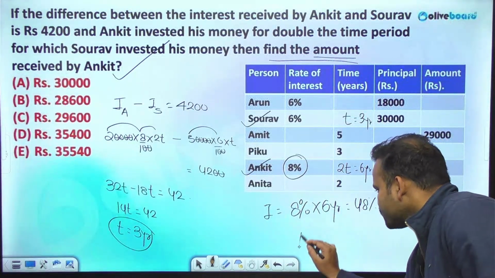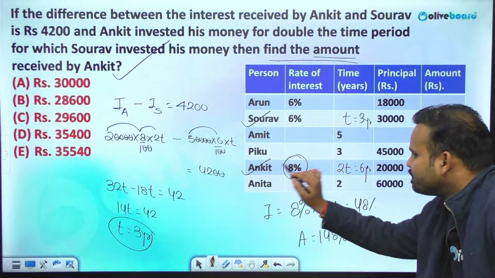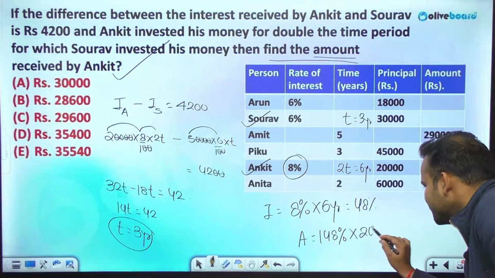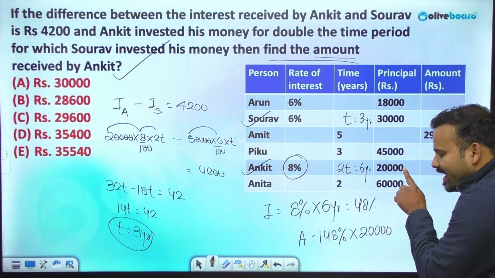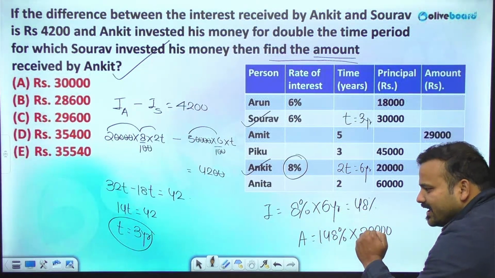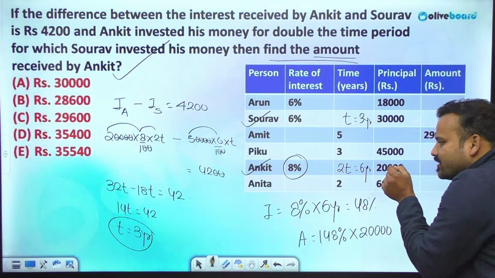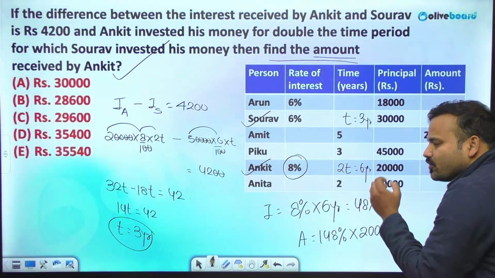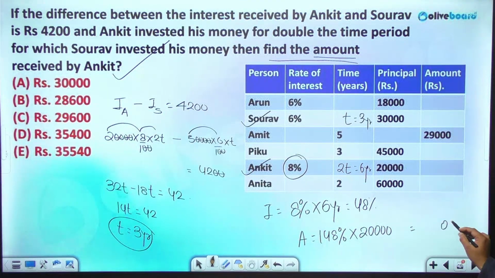So what is the amount? The amount will be 148% of the money you have deposited. This person has deposited 20,000. The sum of rupees 20,000 at 8% rate of interest in 6 years will become 148% of itself, because 48% will be the interest added to this, right? So if you are adding 48%, directly you can do 148%. The two zeros will be eliminated. 8 times 2 is 16, 296, right?